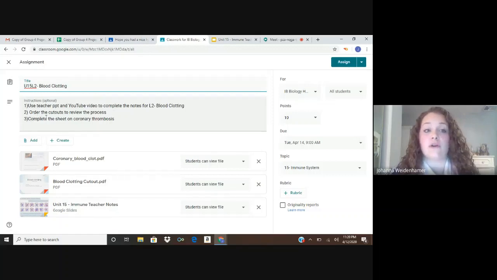Second, you're going to order the cutouts to review the process of blood clotting. That's right here. You're going to use that to help you go over what we are going to be talking about today. And third, you're going to complete the sheet on coronary thrombosis that is also attached here. You're going to watch a video and answer some questions after you go through the lesson today to take notes.